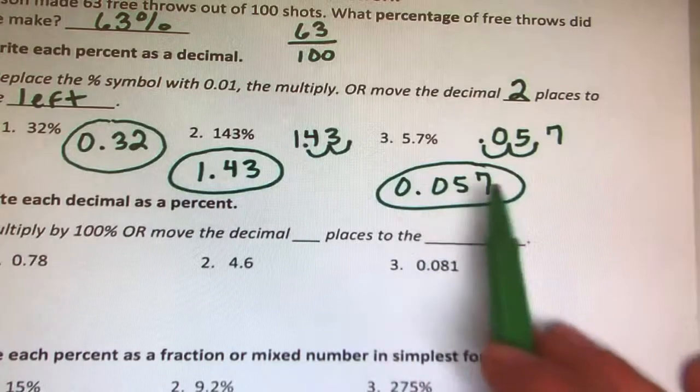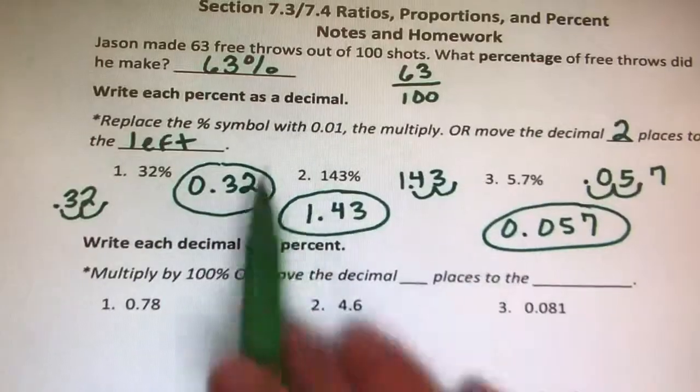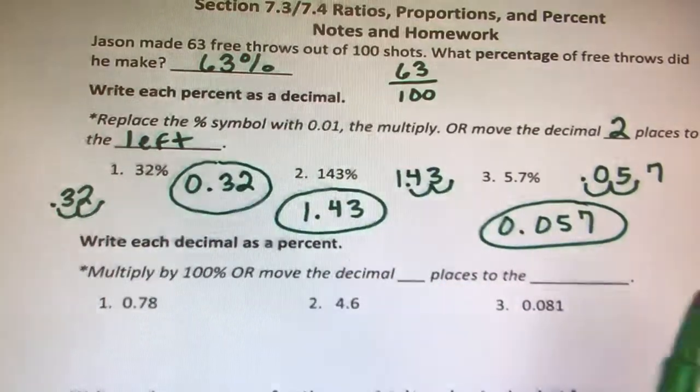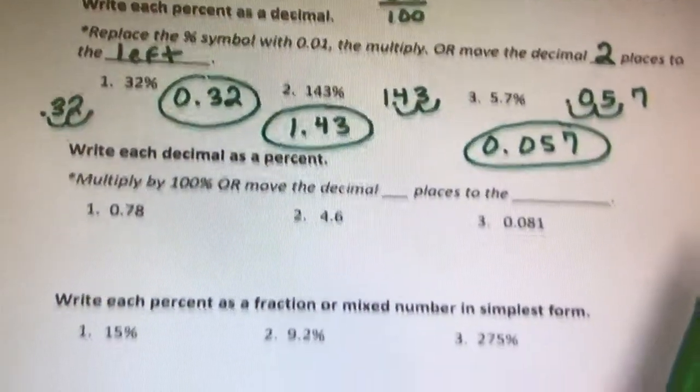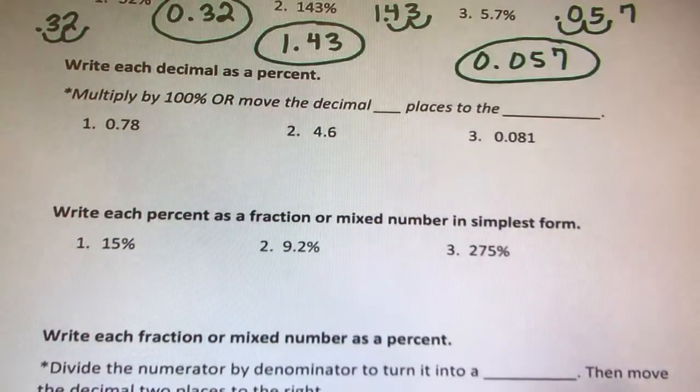So again, I like to move the decimal way. Of course, you can always multiply by 0.01, either way. But don't get so caught up on the rules, because like I said, I just relate it to money, and that helps me make sense of it a lot easier, thinking about pennies and stuff like that.